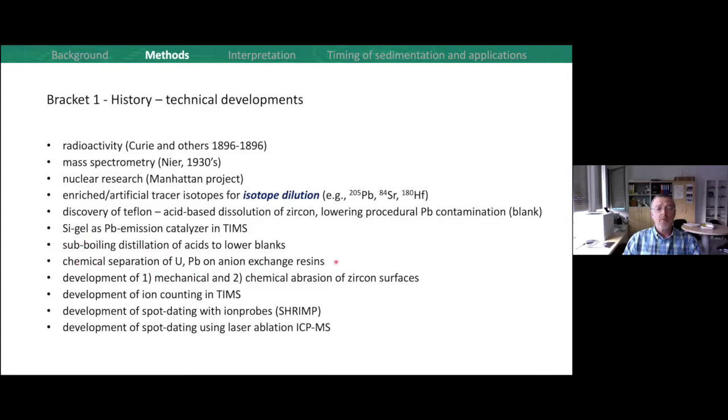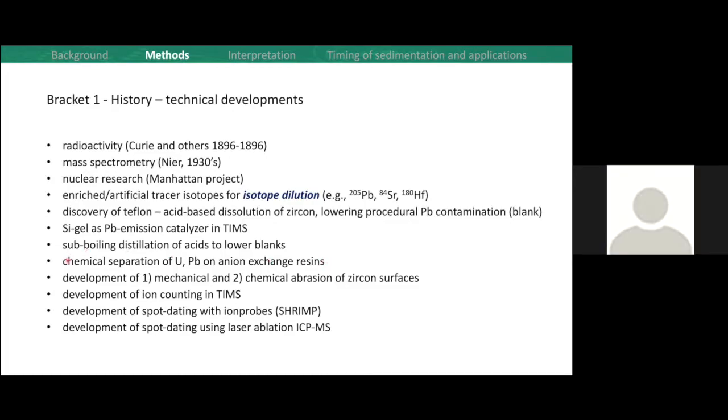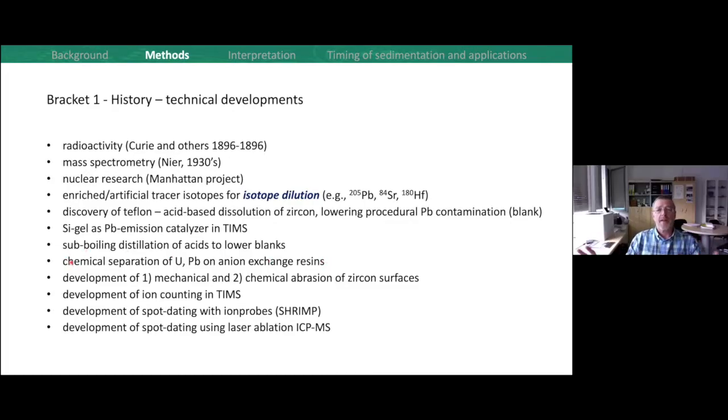We needed to develop this exchange chemistry to separate the uranium and lead from trace elements, and so on. We also needed to develop techniques that we can remove the surfaces or other parts of grains. We will come back to this. And also other technical developments. Of course, in the same time frame was also the development of the spot dating techniques. That's more the technical side.